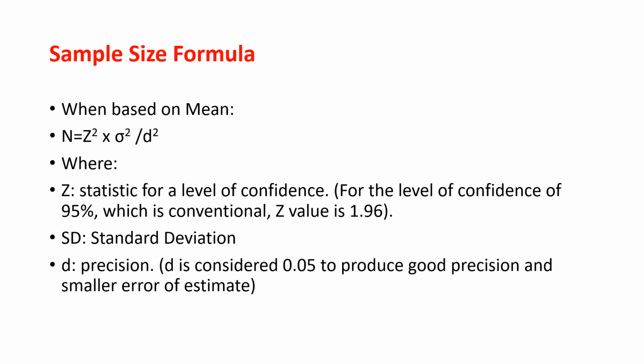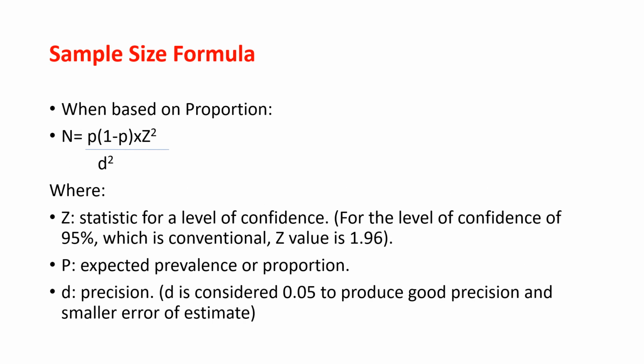Although it is beyond your undergrad scope, it is good to know that when it is based on mean, the formula is n equals z squared multiplied by sigma squared divided by d squared, where z is the statistic for a level of confidence. For the conventional 95% level of confidence, the z value is 1.96. Sigma is the standard deviation, and d is the precision. D is considered 0.05 to produce good precision and a smaller error of estimate.